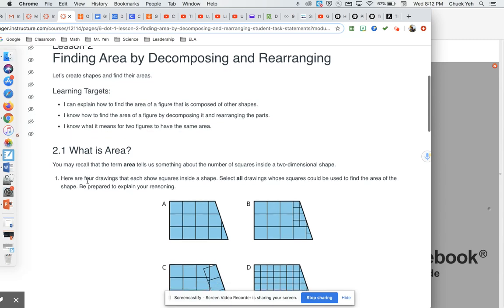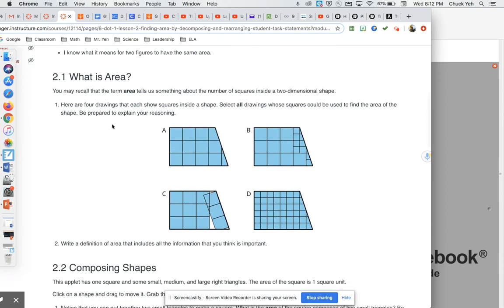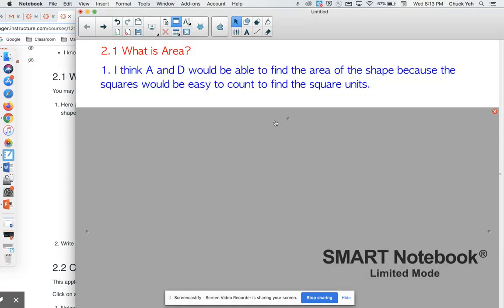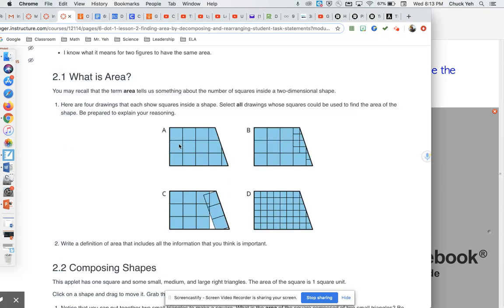So 2.1, what is area? You may recall that the term area tells us something about the number of squares. Select all the drawings whose squares can be used to find the area of the shape. Be prepared to explain your reasoning. So this is what I had. I think A and D would be able to find the area of the shape because the squares would be easy to count to find the square units. So A and D, I just see that these are pretty easy squares to count.